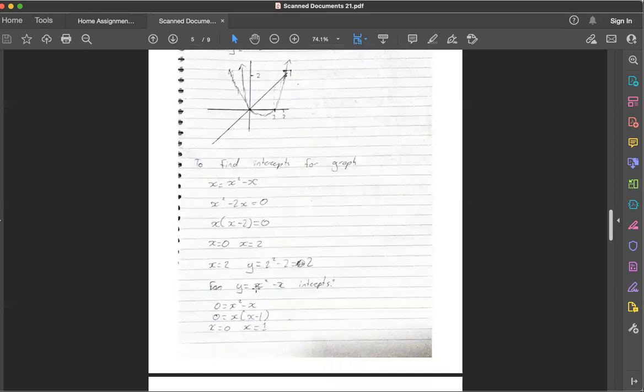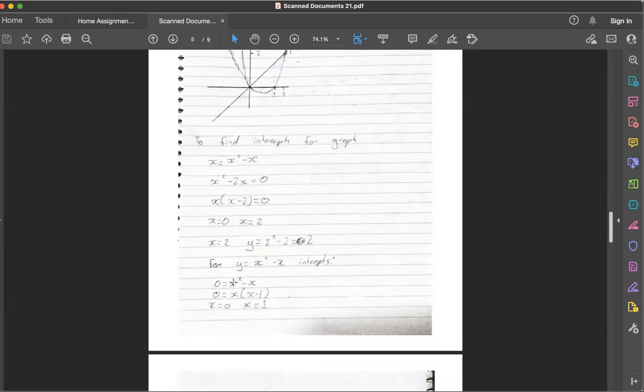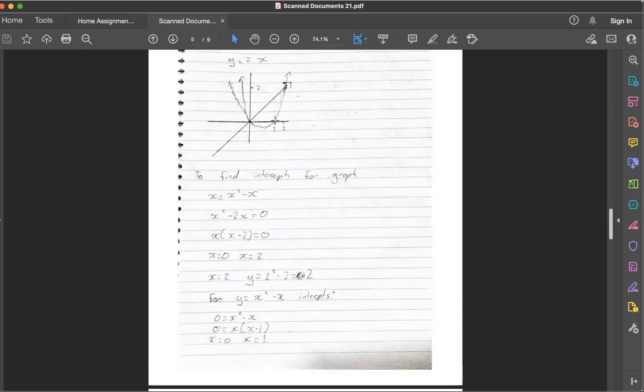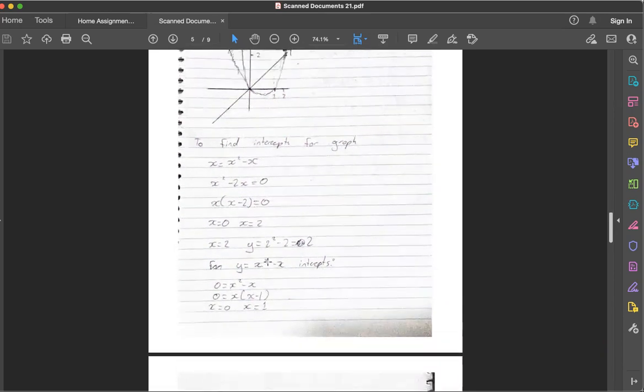Then for the x-intercepts of x squared minus x, for y1, what we do is, again, do something similar where we just factorize the equation. We'll get x equals 0 and x equals 1, which is shown here and here.